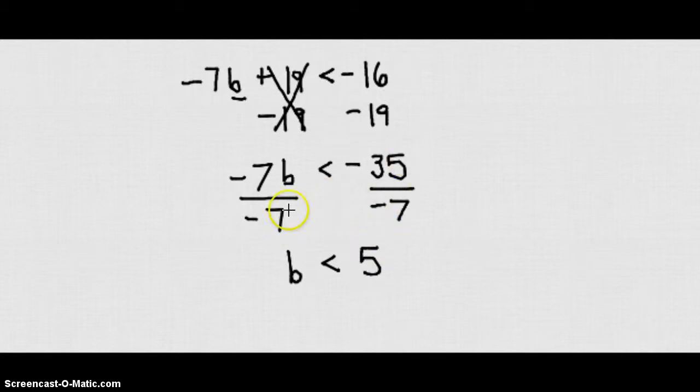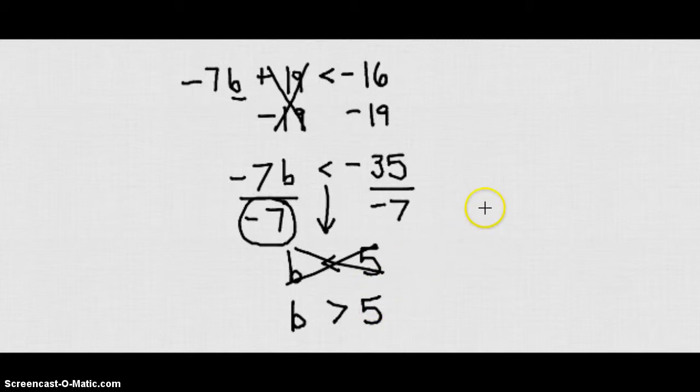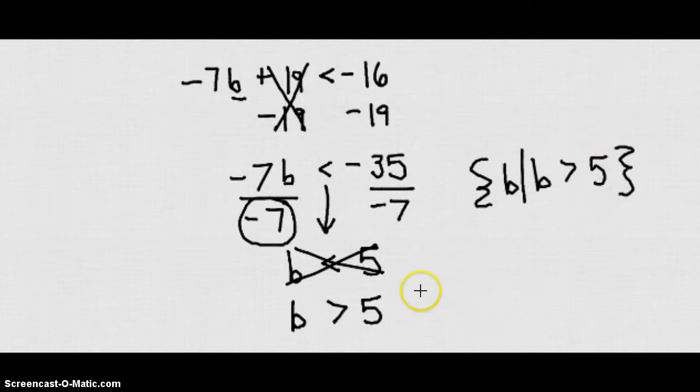The problem is we divided by a negative, so that sign has to be flipped. This is incorrect. It's actually b is greater than 5. And you'll write that as a solution set: the variable b, such that b is greater than 5. Don't forget to switch that sign when you're dividing by a negative.